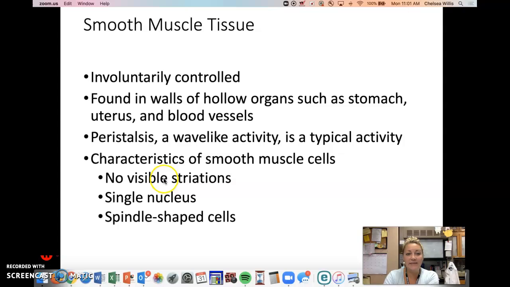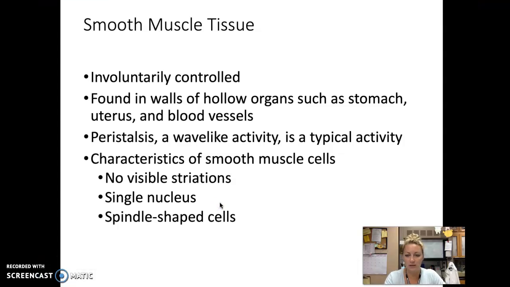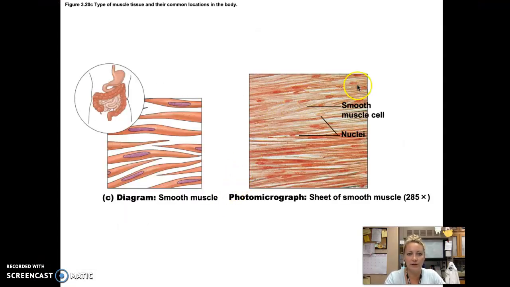There will not be any visible striations. These don't have regular band patterns, so they're not all lined up to make those striations. They're much more irregular in where they pop up, and so there won't be striations for this one. The cell shapes, instead of being branches or rods, are going to be spindle shaped, and each cell has its own individual nucleus.